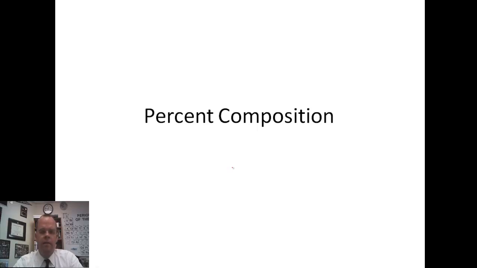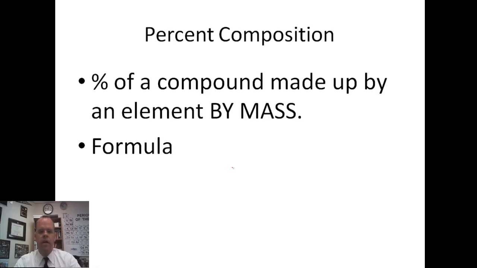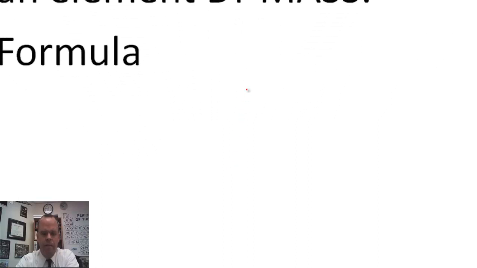In this first piece of Chapter 6, we want to look at percent composition, which we talked about today in class a little bit, and you came up with the formula, but I just want to review that and do a couple of example problems. Percent composition is the percent of a compound made up by a given element, and this is all done by mass, not by number of atoms, but by the total mass of the compound and the mass of the elements.